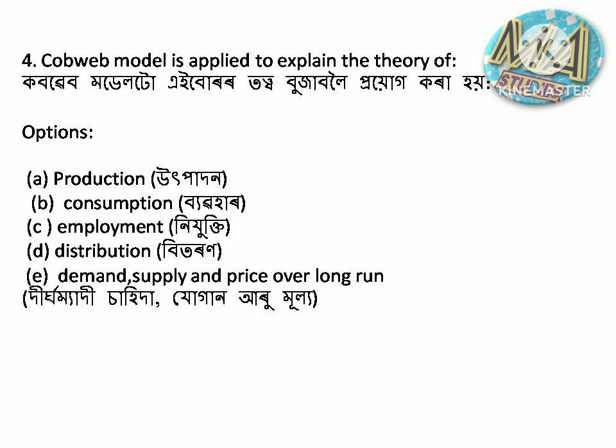4. Cobweb model is applied to explain the theory of. Options: A. production, B. consumption, C. employment, D. distribution, E. demand, supply and price over the long run.